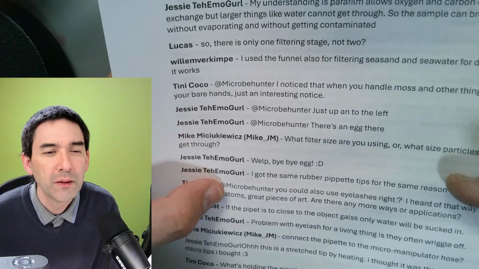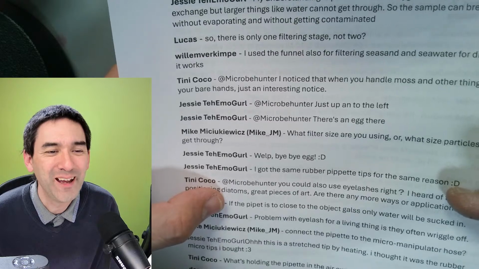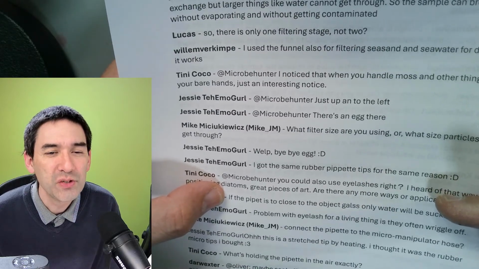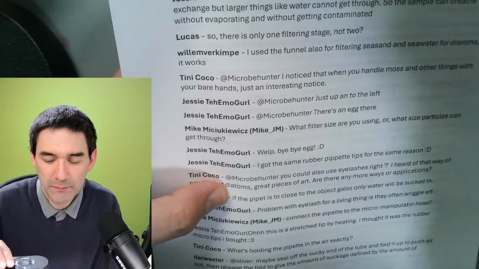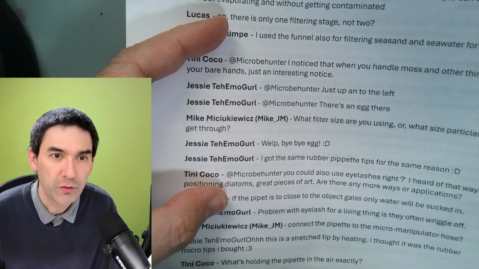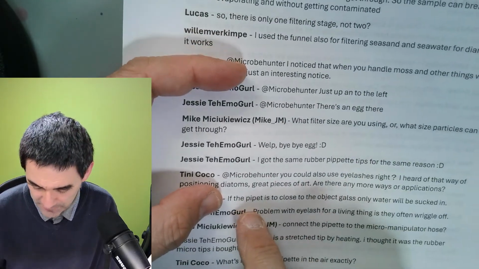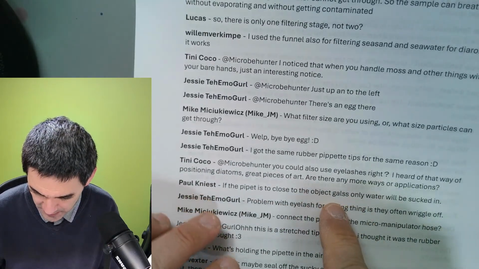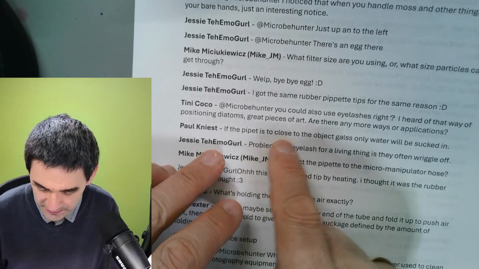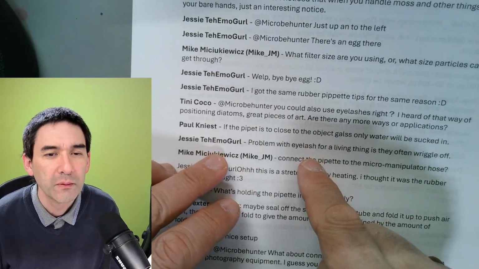Yeah. I got the same rubber pipette tips for the same reason. Okay. Could you also use eyelashes? I talked about that. Probably not suitable for observing, but for picking up things in water. Okay. If the pipette is close to the object glass, only water will be sucked in. Okay, that's correct. The pipette has to be completely submerged here.